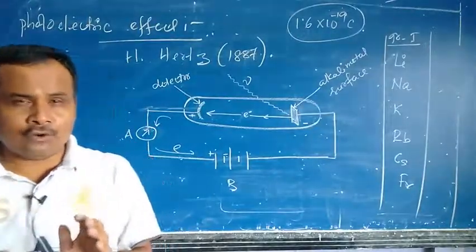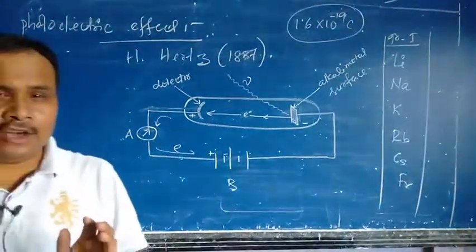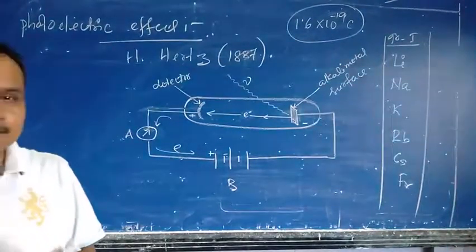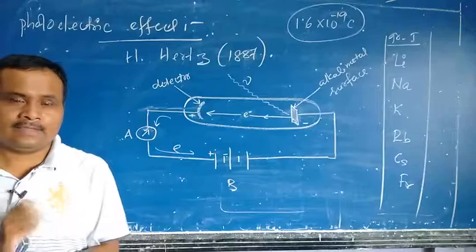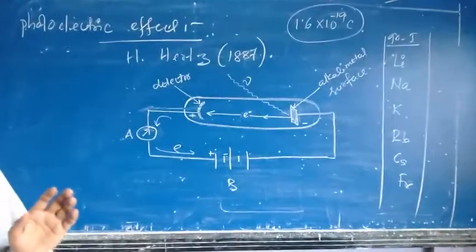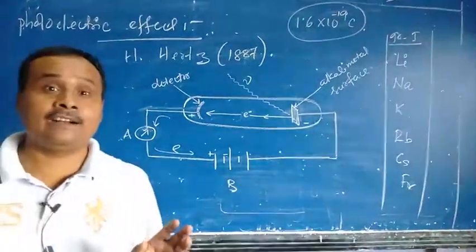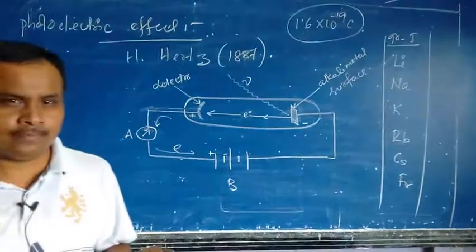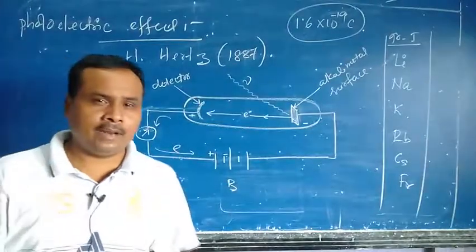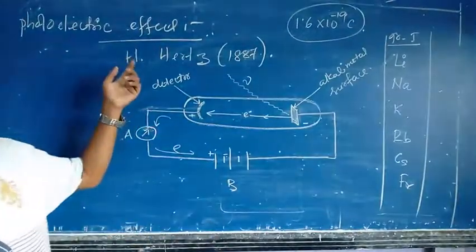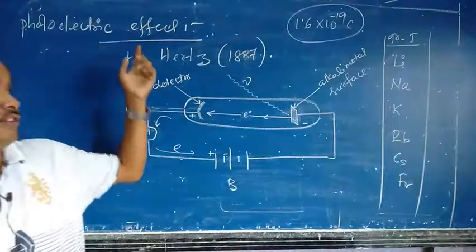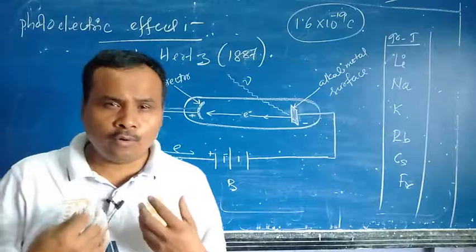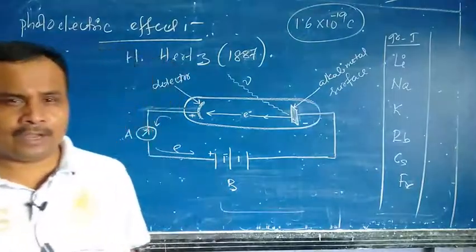So what is the photoelectric effect? When a radiation of definite frequency strikes the metal surface, then electrons are ejected from the metal surface having a definite velocity or definite kinetic energy. And that phenomenon is known as what? Photoelectric effect. So why does the photoelectric effect support that radiation consists of particles?